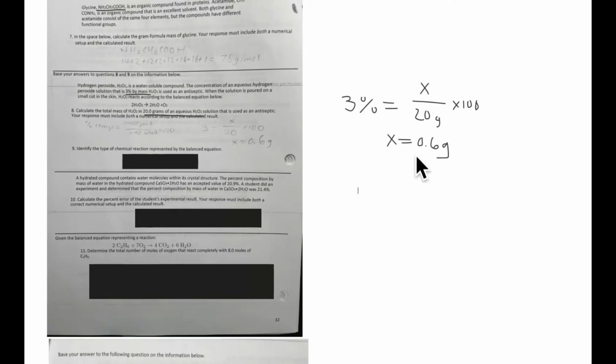All right, number 9. Identify the type of chemical reaction represented by the balanced equation. So we have a compound here, right? And it breaks apart into 2 smaller parts. And so that is a clear indicator of decomposition. Boom.